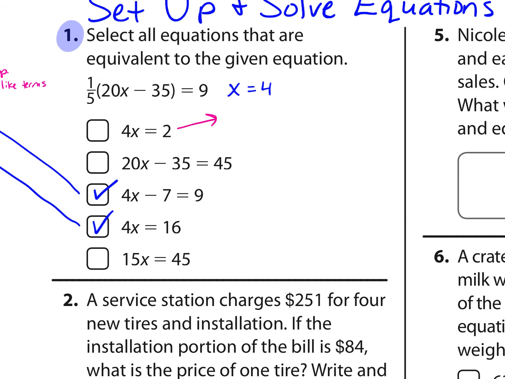I'm going to start with this first one and say 4x equal 2. So I'm going to divide both sides by 4 to get x by itself. And x is 2 over 4, which reduces to 1/2. That is not the same as 4, so we can cross this off.